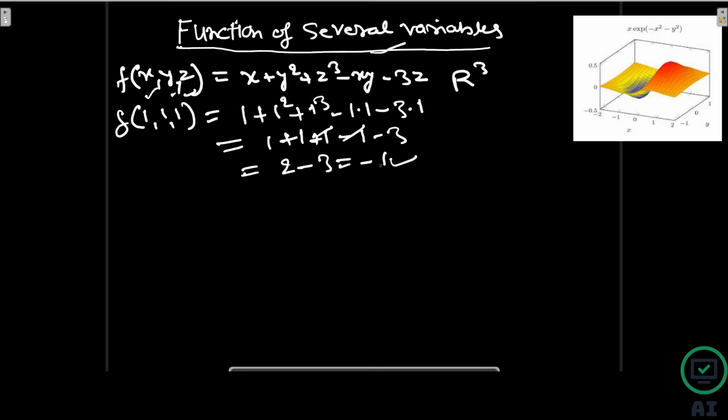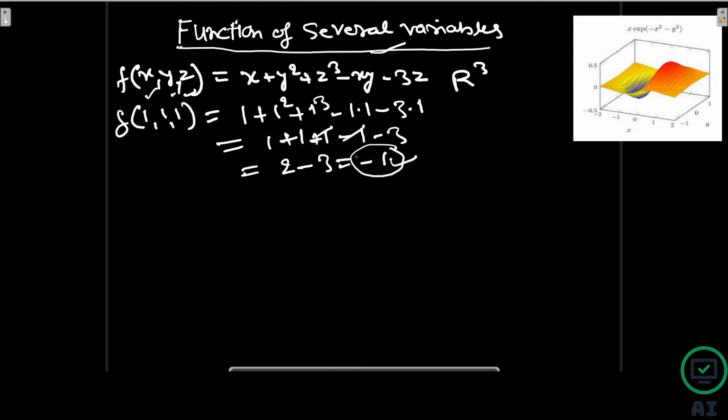So perhaps we are working in 4 dimensions now. The 3 dimensions are x, y, z, which are the independent variables, and the fourth dimension is the function value, which is nothing but this one.